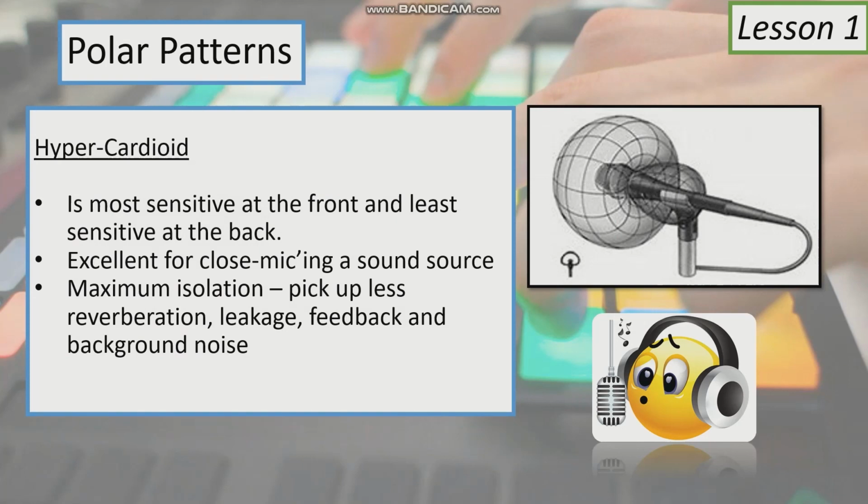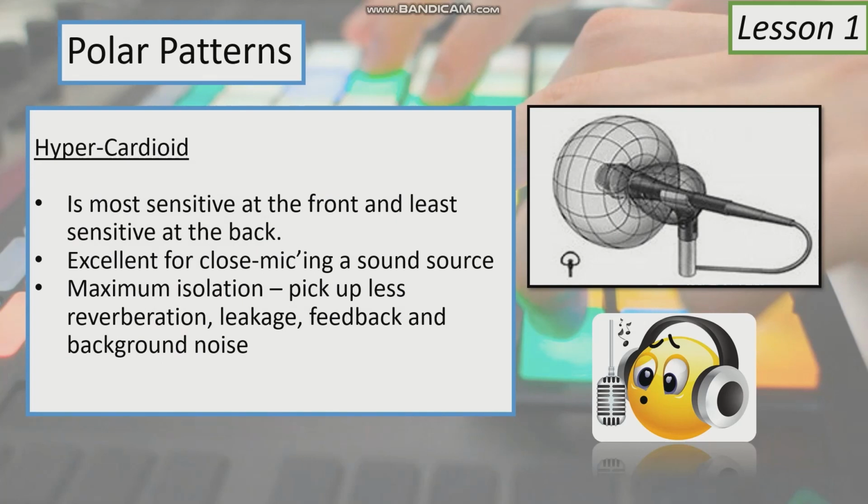Now, we're going to talk about close miking in a couple of minutes when we talk about distances, but this type of microphone is excellent for close miking, and it also is very useful. I'm not going into too much detail about maximum isolation, but this microphone will reduce the amount of leakage that you'll get from other instruments, like the cardioid polar pattern would do, but it also reduces things like feedback, which is that annoying high-pitched noise, and any background noise that you might have.